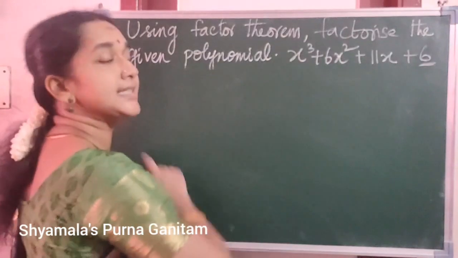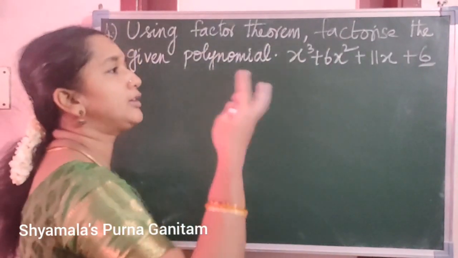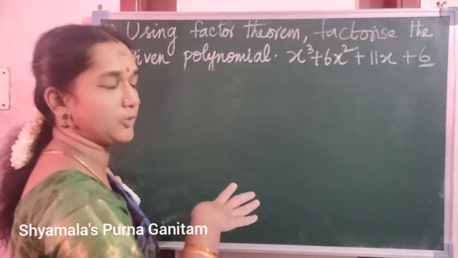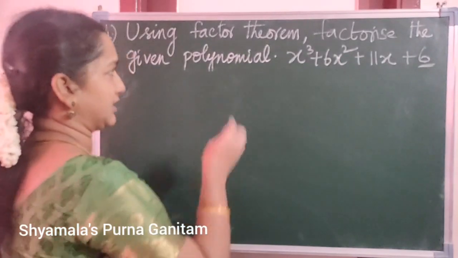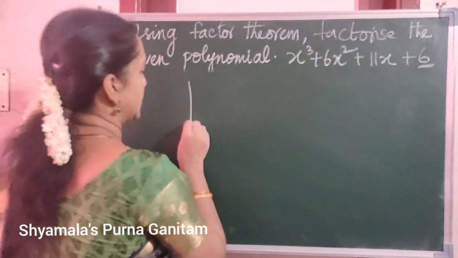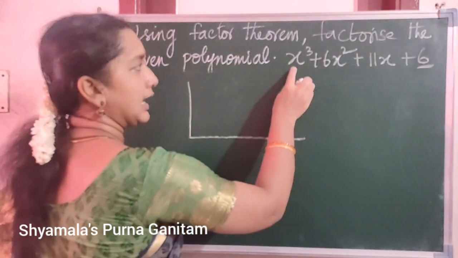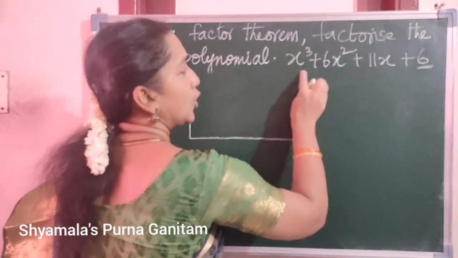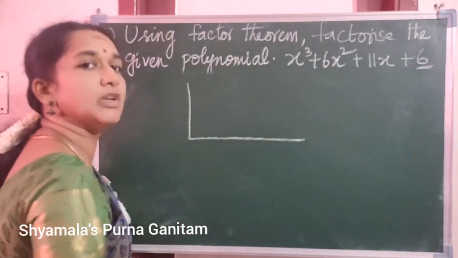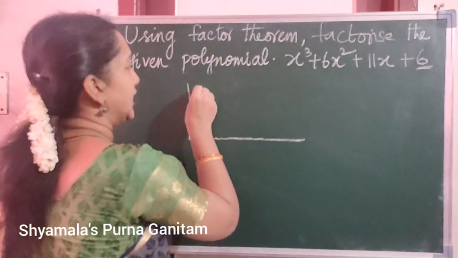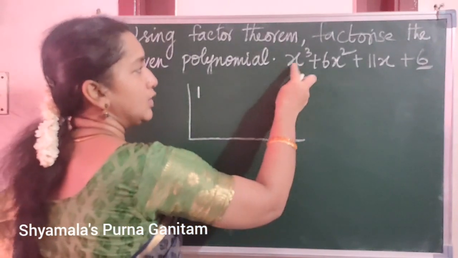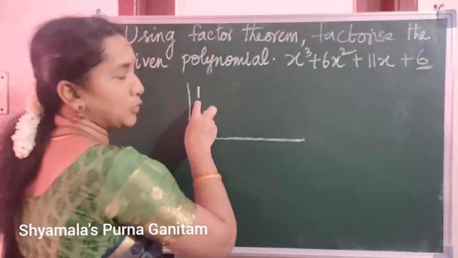Next method is the synthetic division method. Okay, compared to that long division method, this is simple only. But the understanding part is there. That is very important. Okay, so for doing synthetic division, you put an L like this, and whatever coefficients are there for the given cubic polynomial, that alone you will take and write. For x cube, what is the coefficient? 1.